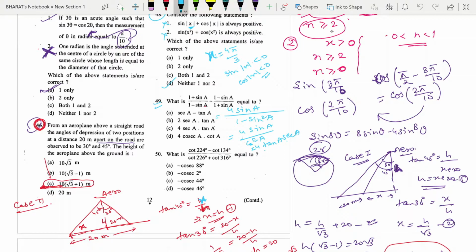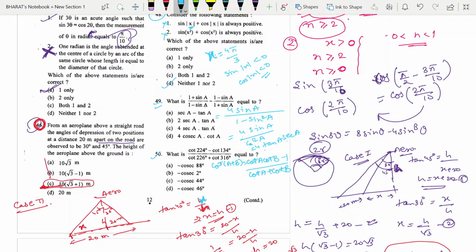Moving to the next question, that is question number 50. What is the cot? This expression is given to us, and what it is equal to is asked from us. If you know the formula of cot(A+B), that is cot A cot B minus 1 by cot A plus cot B.